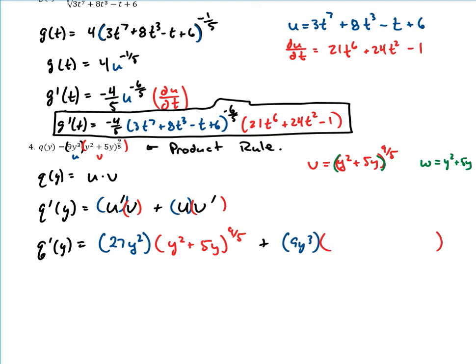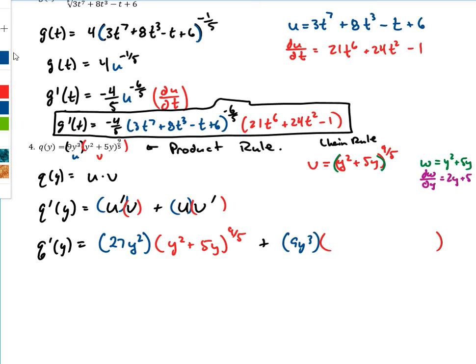So this one requires the chain rule because it's an expression raised to a power. Whenever you have an expression raised to a power, it's the chain rule. And as soon as you find your w, so this time it's w instead of u, you still find the derivative. So dw/dy is 2y plus 5.